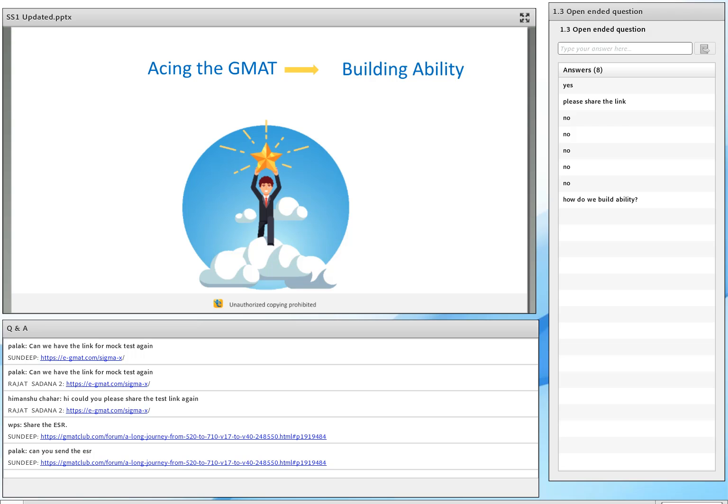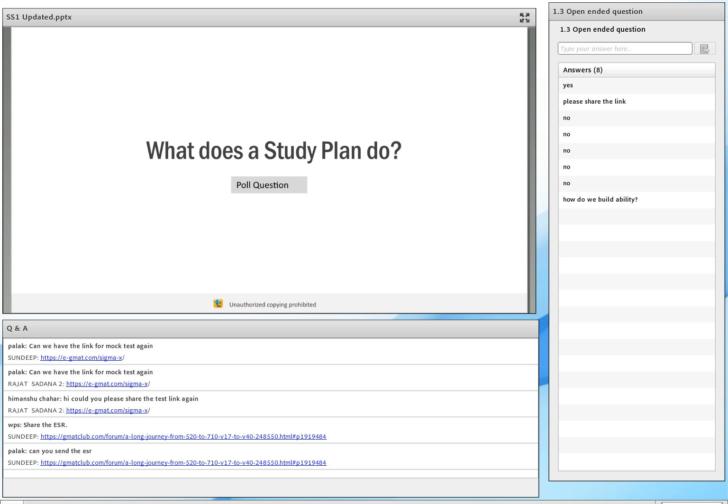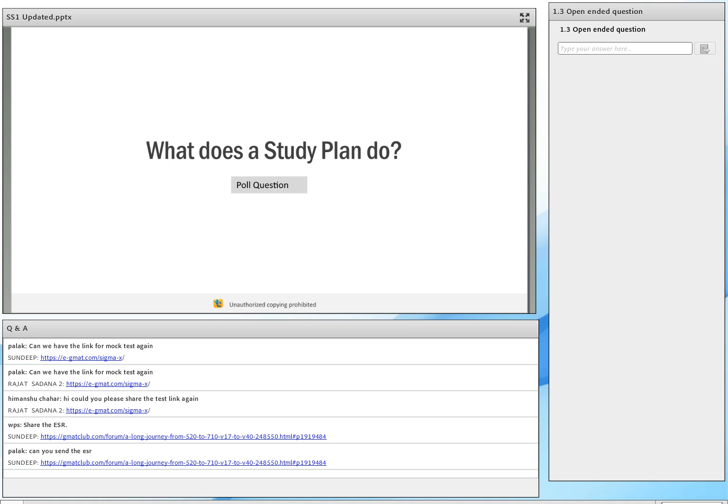Okay, acing the GMAT is about building ability. That's something that you need to really look at. So now let's talk about how you get that study plan to build ability, and what should a study plan do? So tell me, what is the job of a study plan?